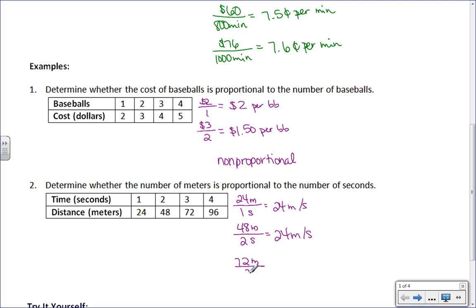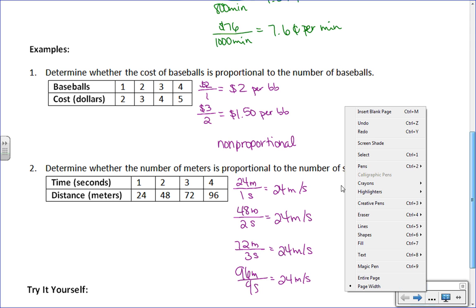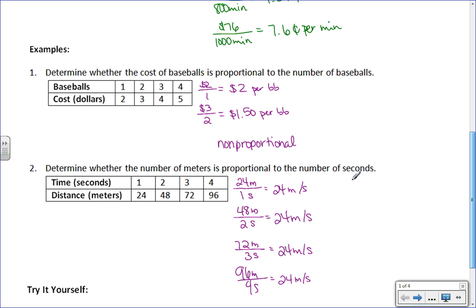72 meters for 3 seconds. And again, divided, 24 meters per second. And the last one, 96 meters for 4 seconds. Again, when these are divided, comes out to 24 meters per second. So in this one we see that each of these rates is constant. This is the same throughout. So we would say that these are proportional.